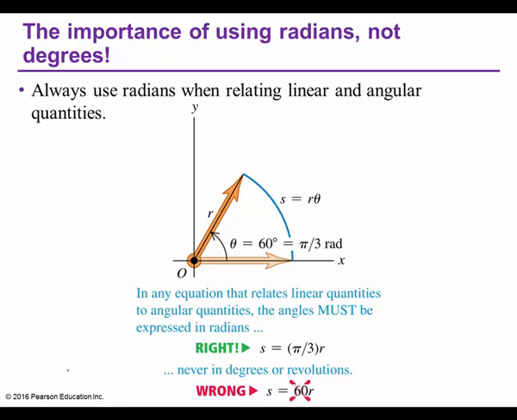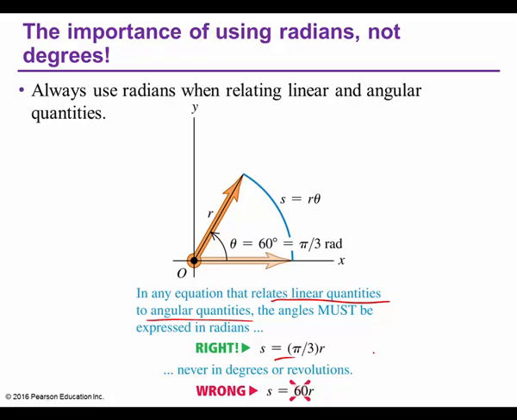Okay? Now notice here, why do we use radians and not degrees? Well, because when we start relating linear to angular, we have to use it. Okay? We don't say 60 degrees. We say what? Pi over 3 radians. Right here. If I want to find the arc length, this is the correct way to write it, not that way. All right.